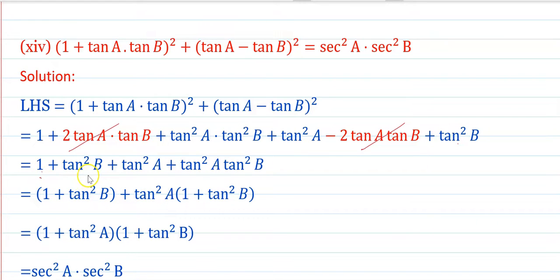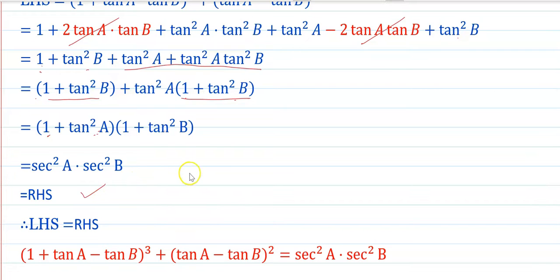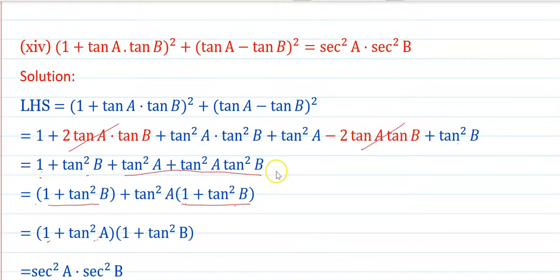Now from these two terms, here we have the 1 as a common, and from these two terms you can take common tan square a. Therefore 1 plus tan square b plus, if you take tan square a as common, then in bracket you will get 1 plus tan square b. Again 1 plus tan square b is a common. Okay, and therefore what are the remaining terms? Tan square a plus 1, and hence 1 plus tan square a means what? Sec square a. 1 plus tan square b means what? Sec square b, and hence this is nothing but the RHS, and hence LHS is equal to RHS.